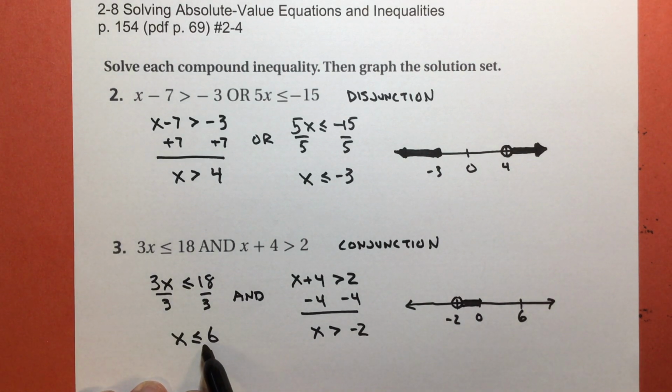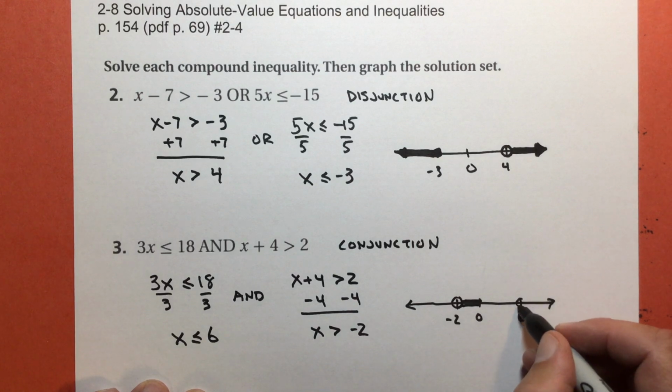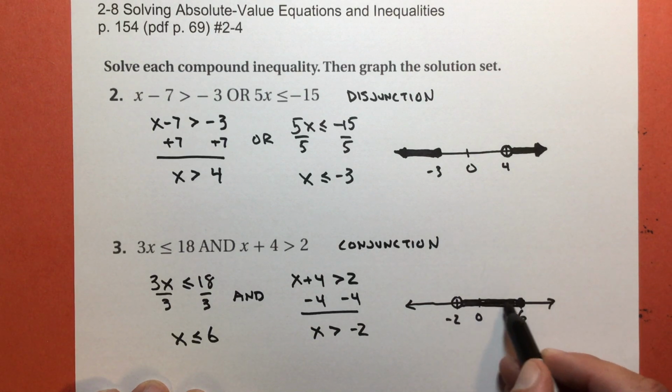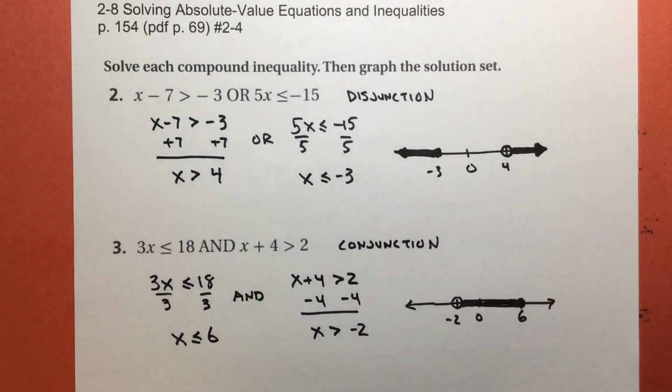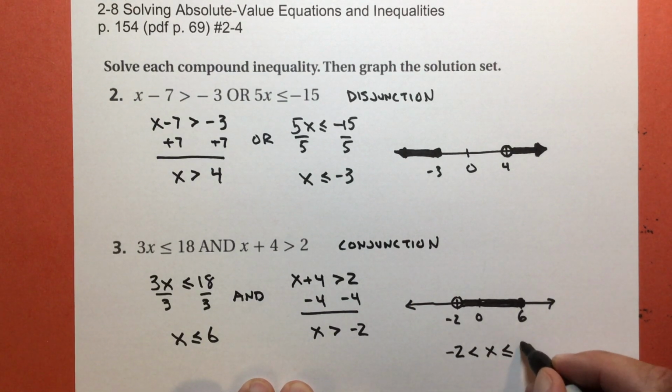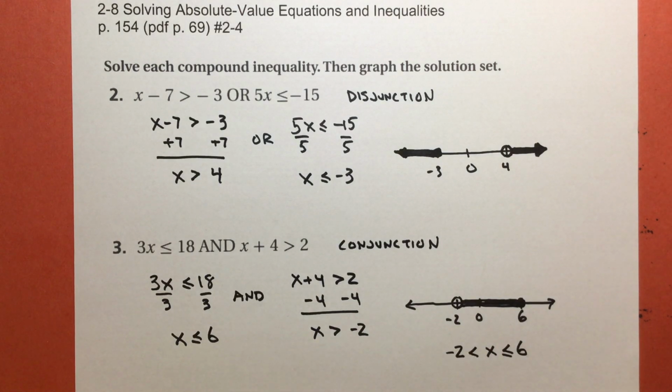However, I've got x is less than or equal to 6. I'm going to close that circle, and it's going to be all of the, and I'm exaggerating how I would normally do this so you can see it with the black Sharpie, but it's going to be all of the numbers from negative 2, but don't use negative 2, all the way up to 6. And you can use 6. Another way to write this would be negative 2 is less than x is less than or equal to 6. But that's not necessary.